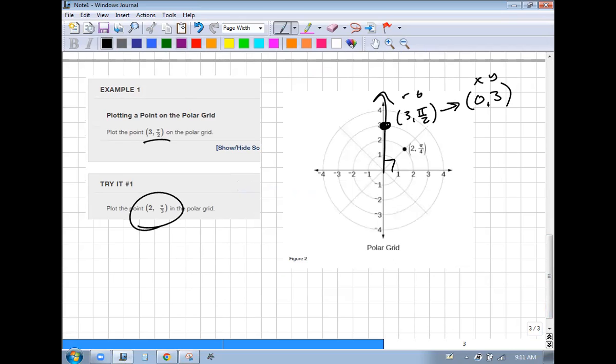Okay, let's look at this one. 2, pi over 3. Notice how when you do this, you really look at the angle first. It makes you wonder why they didn't do theta r instead of r theta, right? Like if you're at sea, they say, go 100 miles. In which direction? Oh, this direction, right? You want to know the direction first and then how far to go, right? But it's written backwards, so that's how it is, all right? So pi over 3, let's see, that's like that way, and then a distance 2. Boom, there you go.